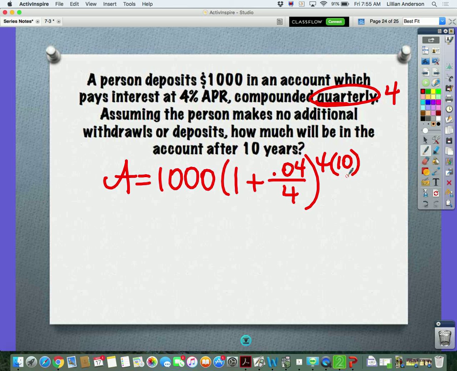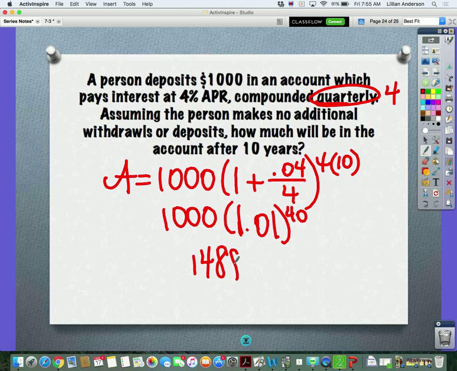And now the one thing you want to make sure of is that since we are talking about money, universally, money basically means we always do 2 decimal places. Okay. And so when we type this in and we get our answer, it's going to be $1,488.86. And it's as simple as that.